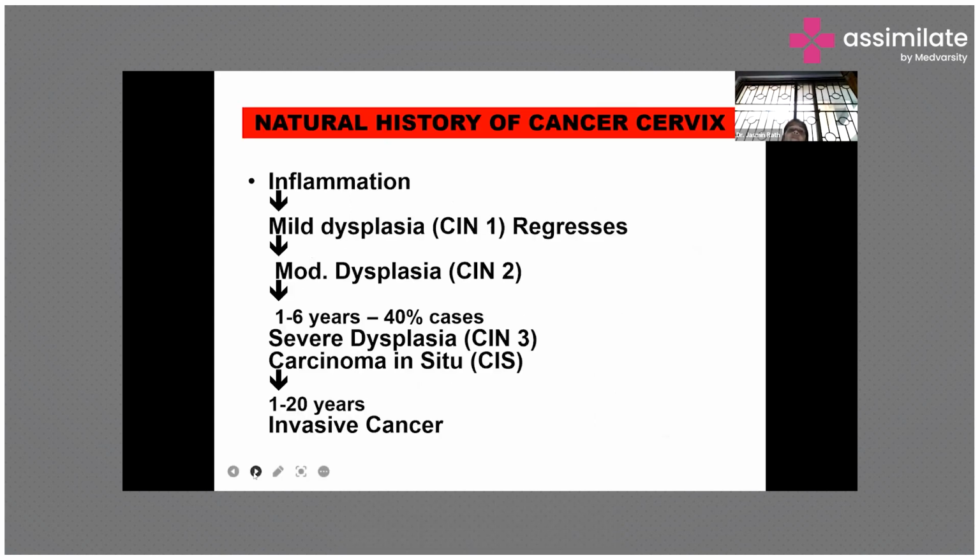Next, we will see the natural history of cancer cervix. Usually first the inflammation happens. Then when you do the pap smear, mild dysplasia is seen. This is called CIN1, which usually regresses. Then moderate dysplasia happens, called CIN2, in 1 to 6 years, in 40% of the cases. Severe dysplasia is called CIN3, and carcinoma in situ is also called severe dysplasia, which leads to invasive carcinoma. Hopefully, you have understood how it progresses from the normal inflammatory stage to invasive carcinoma.